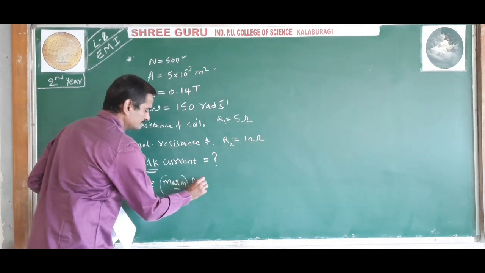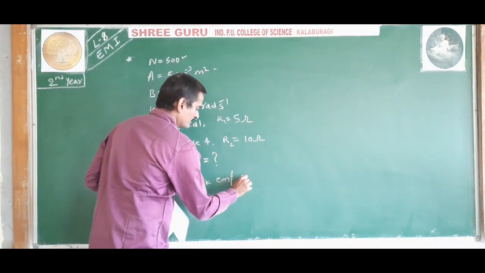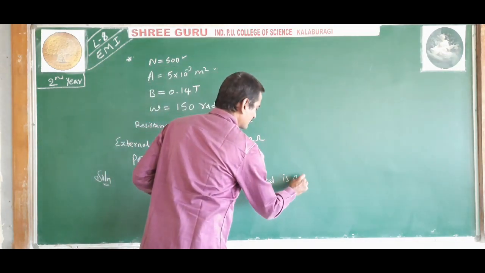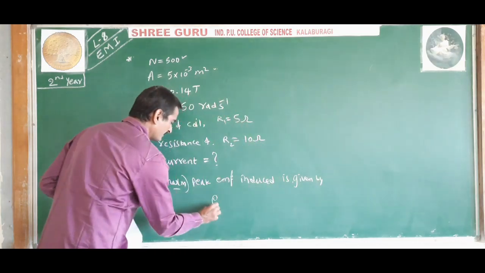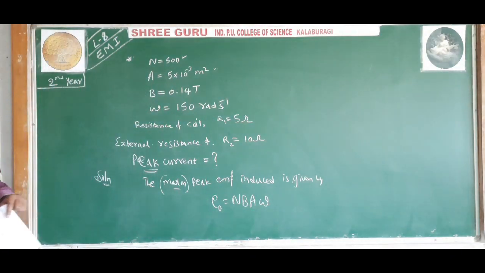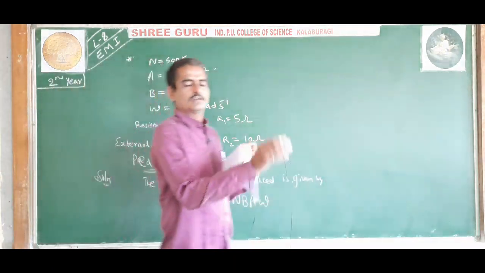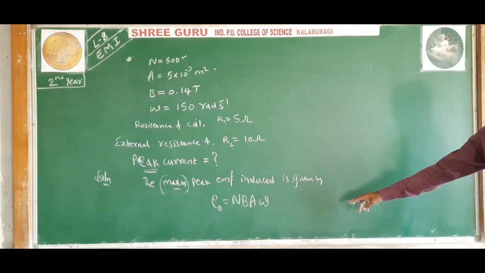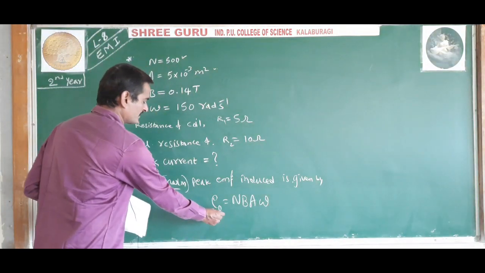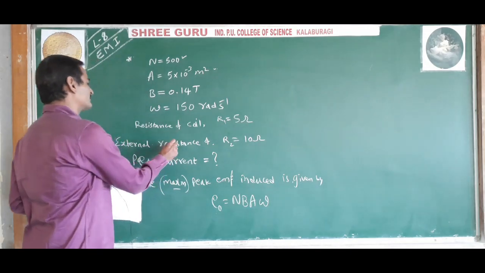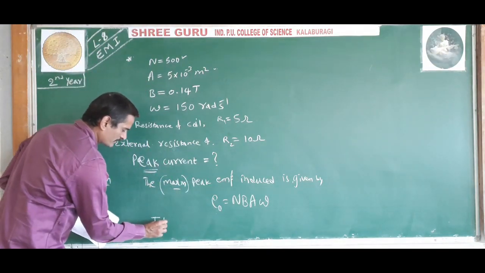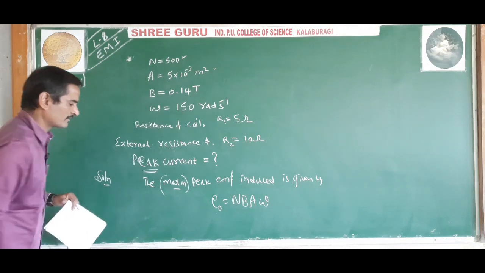The peak EMF induced is given by E naught is equal to NBA omega. This is the formula for maximum EMF induced in a coil due to the change in orientation. We have studied this in the theory of the AC generator. First we find this E naught, and then we have to take the total resistance, that is the resistance of the coil plus the external resistance. We will calculate this one and then we shall write that one.